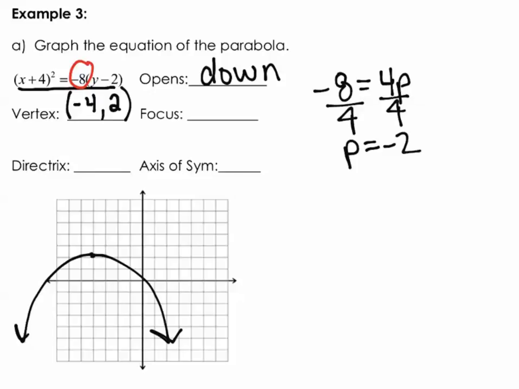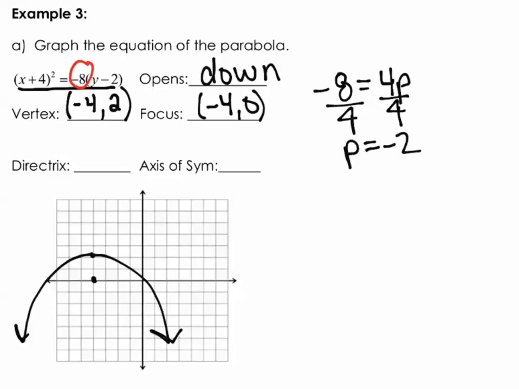So what does that mean? That means your focus is 2 away from your vertex. Since my vertex is now at -4, 2, my focus is still going to be inside my parabola. I'm just going to go straight down 2 and put a point at -4, 0. And then my directrix is still going to be 2 away from the vertex, but now in the opposite direction. It's going to be behind my parabola.